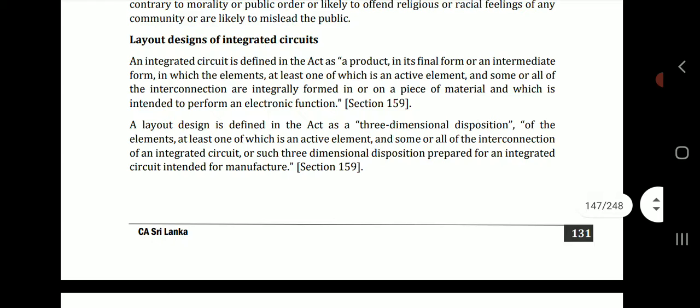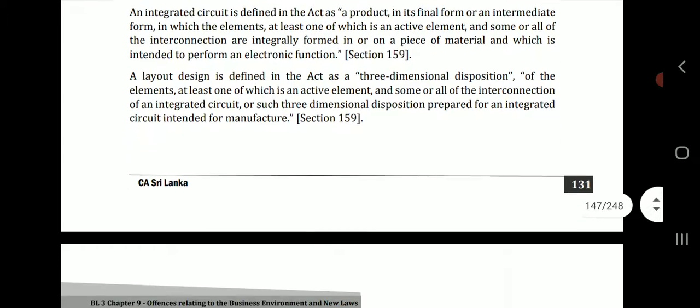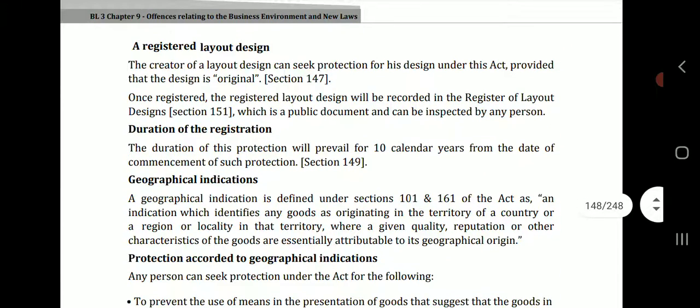So these things are pretty much technical, based on technological things. Registration of a layout design under section 147 requires that it be original. The word original is important in intellectual property. Original means the owner, the one who designed it, or you have given it to a contractor to design the logo or anything. So the original rights will be under you.